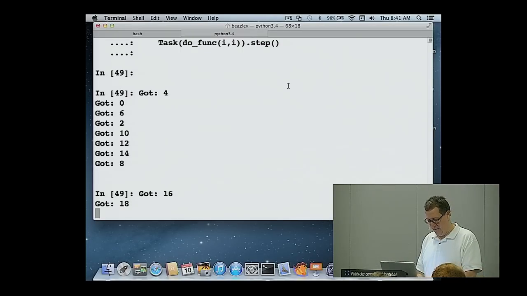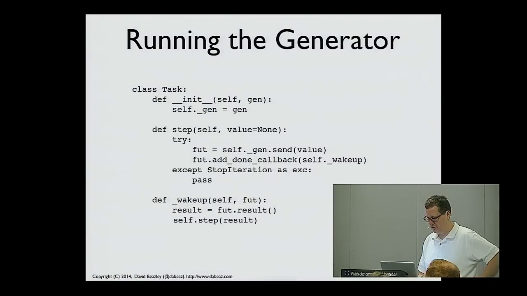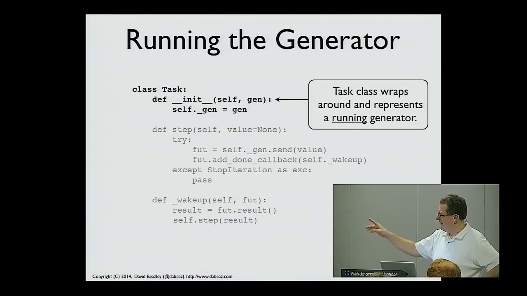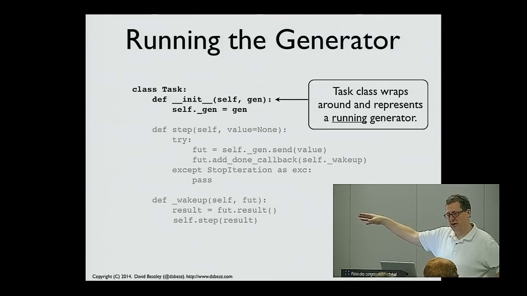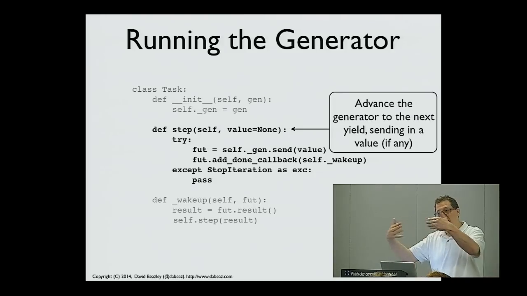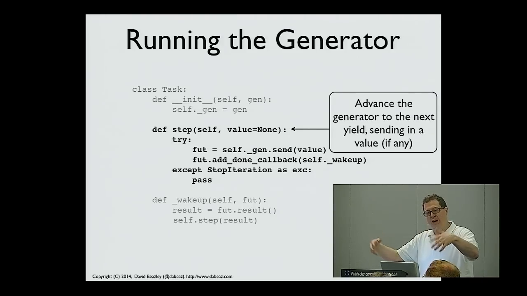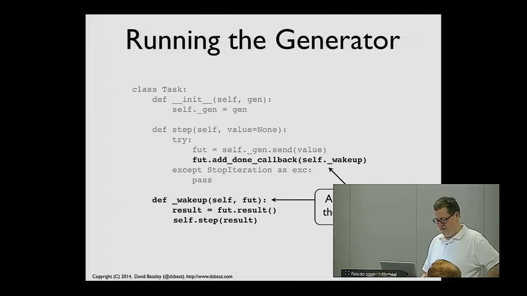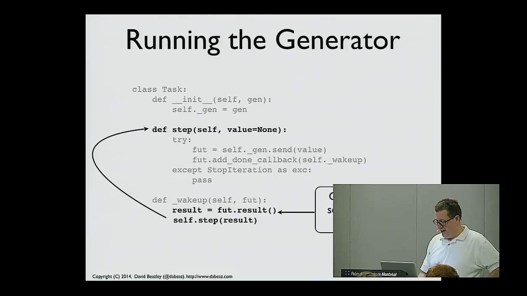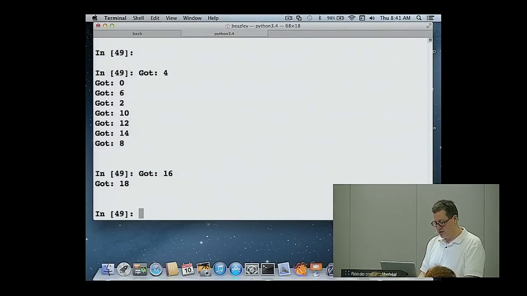What's going on there? The slides, in a sense, step you through what I just did. Again, the idea of this task is that you're wrapping around a generator, and the step function is just advancing it one step, saying, hey, go one step forward. The wake up method is embedded with this callback business. The callback is triggering wake up, and then what wake up does is it does a feedback into the code. Actually, the purpose of that feedback is interesting as well.